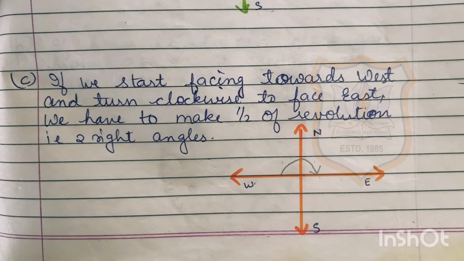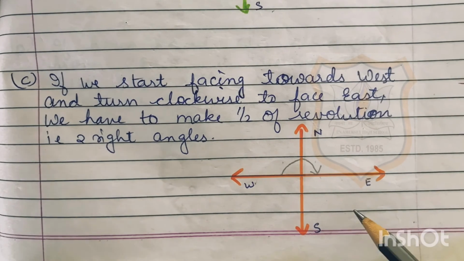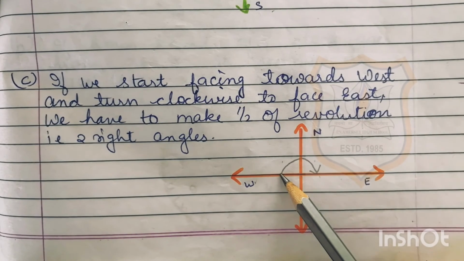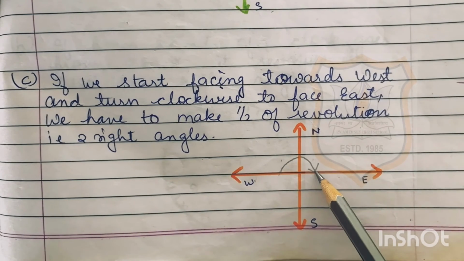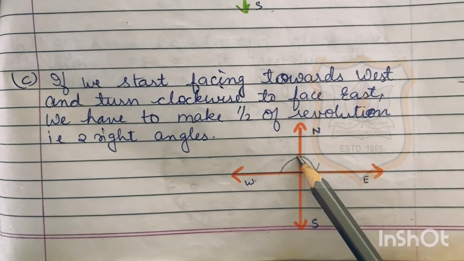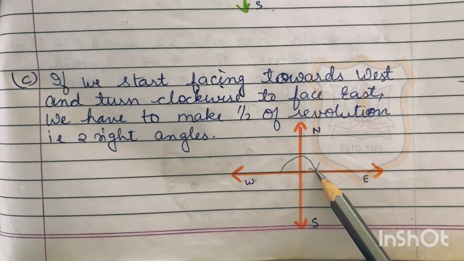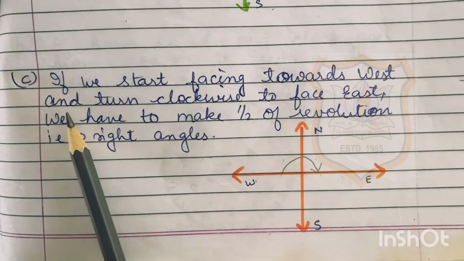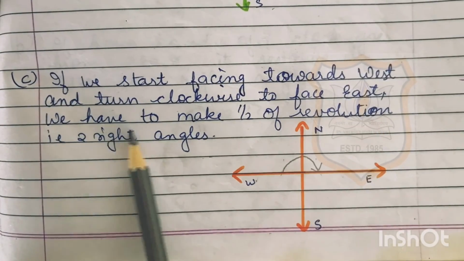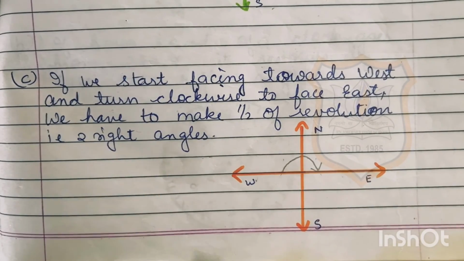Students, try to solve B part of question number 4 by yourself. Now C part. Here we have to find out what part of revolution we have turned if we are standing facing west and turn clockwise to face east. For this, first we have to draw the figure. We are standing facing west and we have turned and gone towards east. So from west to north is 1 right angle and from north to east is 1 right angle, meaning half revolution. So if we start facing towards west and turn clockwise to face east, we have to make half of a revolution, that is 2 right angles.